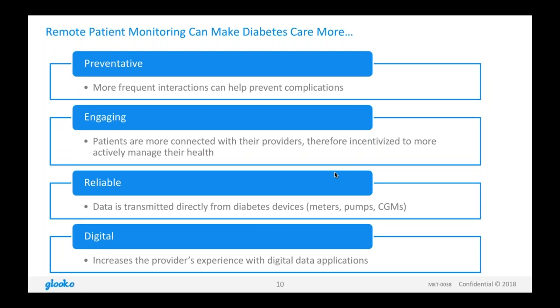It makes the care preventive. If the care is faster and more expedient, and of course that means more frequent interactions, that alone is going to help prevent the serious complications of diabetes, meaning we can prevent a lot of those complications with more expedient, faster, and quality care.